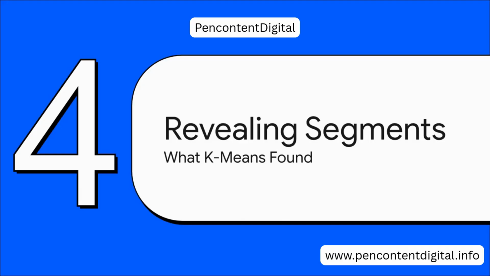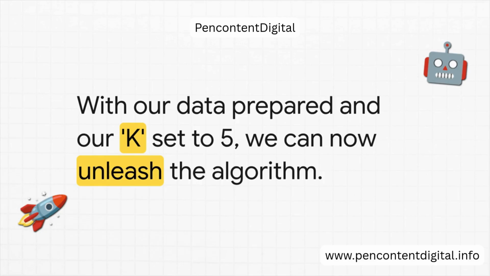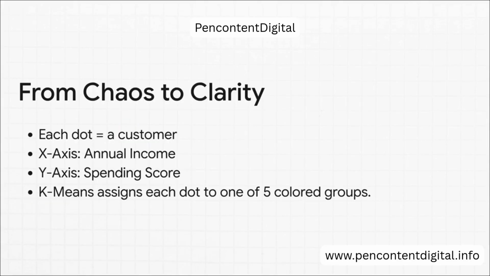All right, now for the really exciting part. We've prepped our data, and we know our magic number is 5. It's finally time to see what K-means can actually find. So with everything set up perfectly, we hit go. We run the K-means algorithm and tell it to find 5 distinct groups in our customer data. And this is the result.